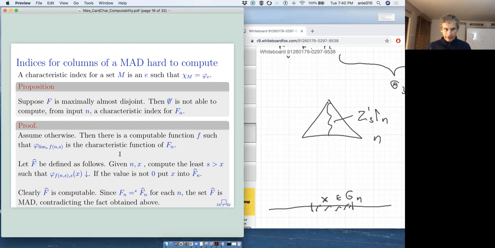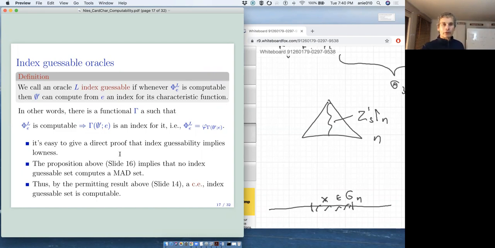So I encapsulate this property now into my definition of index guessable oracles. At some point they were called totally low. L is called index guessable if whenever phi_L is computable, then 0 prime can compute an index for its characteristic function. In other words, there's a fixed function gamma, depending on L only, so that gamma of 0 prime and e is an index for phi_L. This property implies lowness, not hard to show.